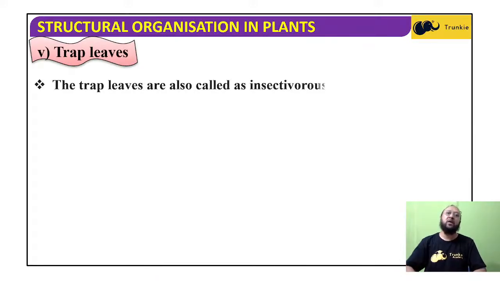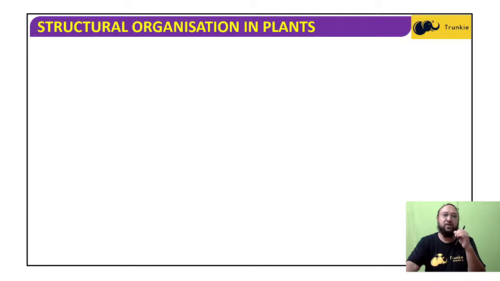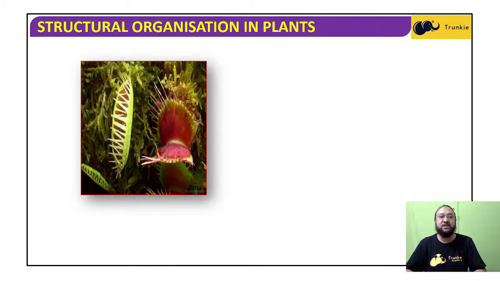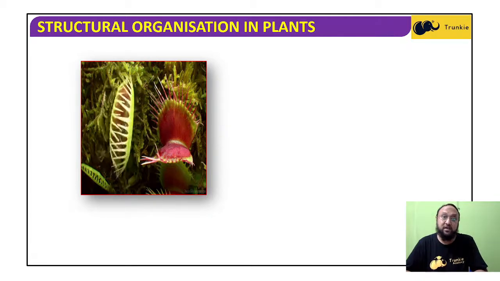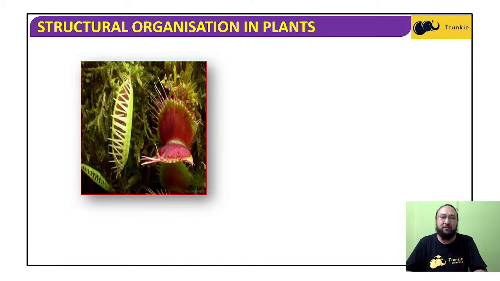Trap leaves. There are some kinds of plants which are insectivorous, and they trap insects with the help of the trap leaves. Okay, these are trap leaves. They have modified leaves to trap insects for their nitrogen requirement. Now, how does the trapping of insects take place with the help of these modified leaves? When insects land there, they are trapped in the leaves, and the plant extracts the nutrition from that insect. So these are the trap leaves.